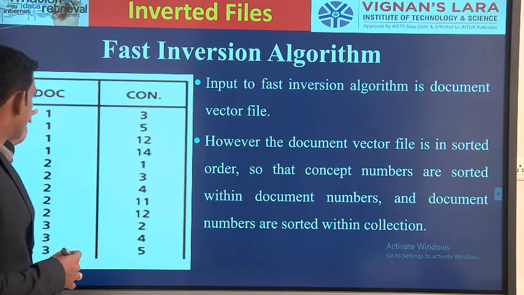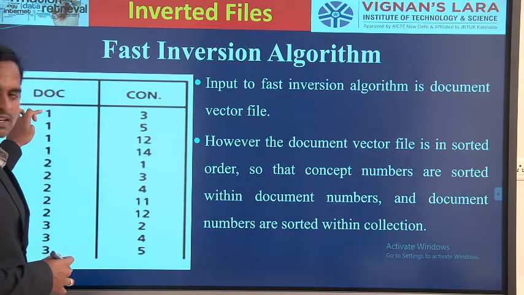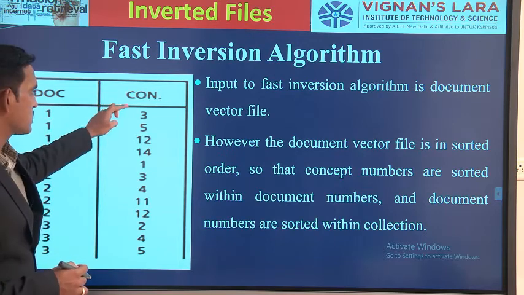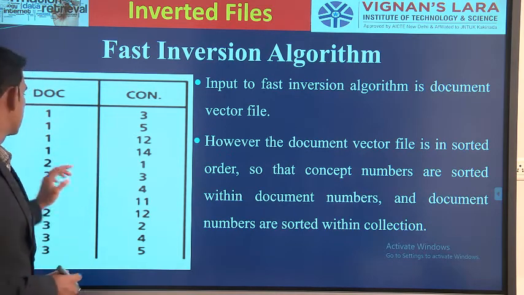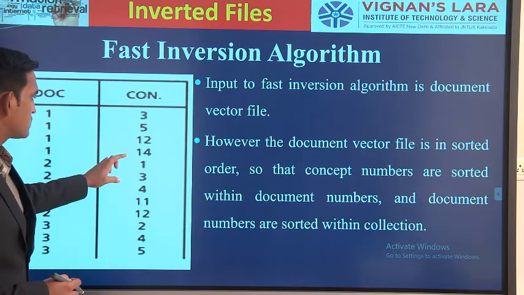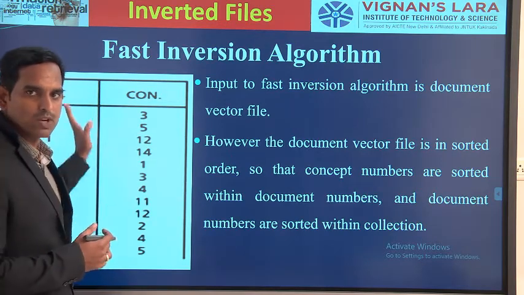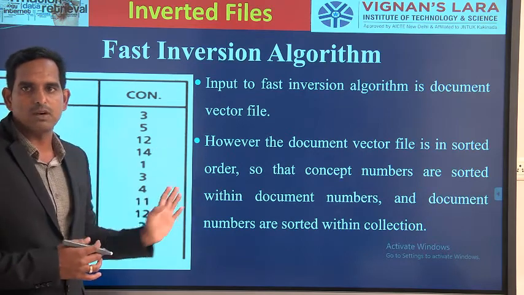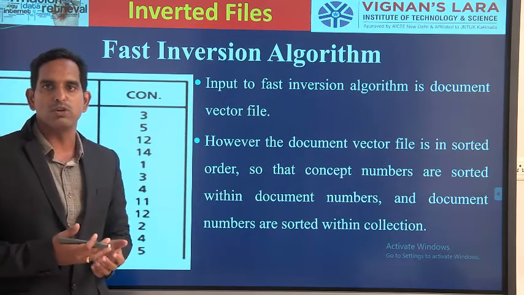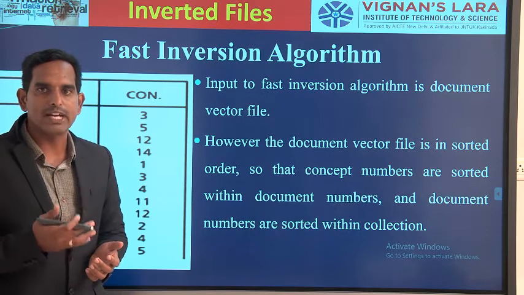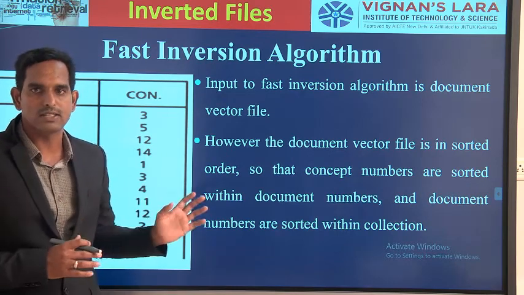As you have seen in the example, the first document will contain the concepts 3, 5, 12 and 14. The second document will contain the concepts 1, 3, 4, 11 and 12. So like this, the documents will be present along with their concepts. The concepts could be your unique words which you are trying to index in your particular index.